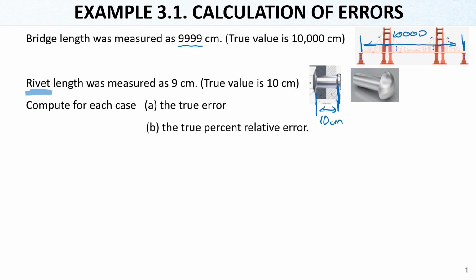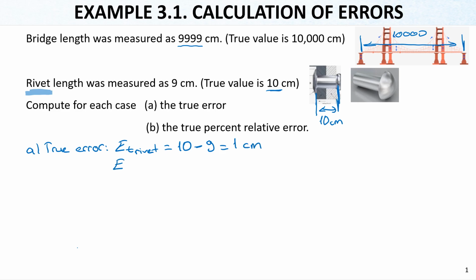So let's calculate them, especially first the true error. Let's start with the rivet, and we say ET rivet. True error is shown by capital ET, and ET rivet is, we know, the true value minus the approximation. So the true value is 10, 10 minus the approximation, 9. Then it is 1 centimeter.